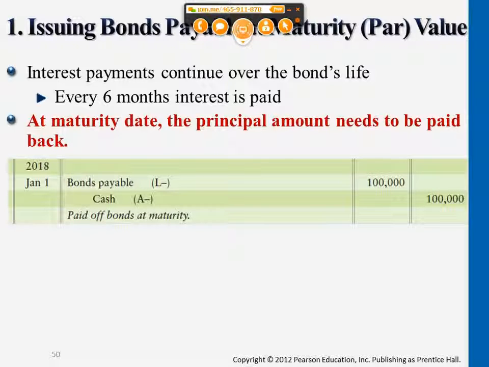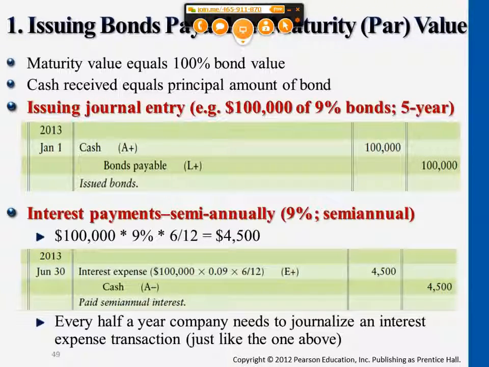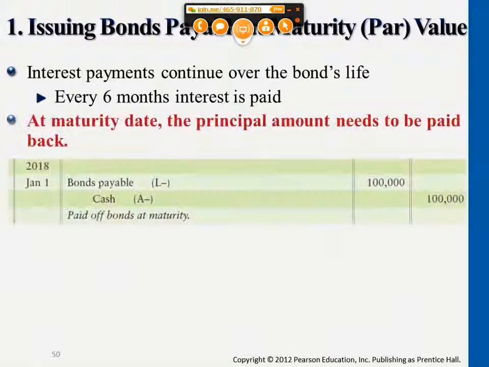So there are 3 main entries to bonds. First, when we issue the bond, collect cash, credit bonds payable. Second, when we have interest expense, paid off every half a year. This part is not accrued, it's actually paid off semi-annually. And then 5 years later, when it reaches 2018, we're just paying off the entire maturity value.